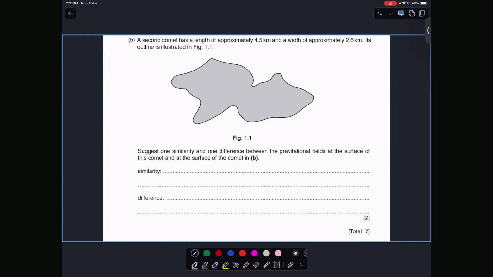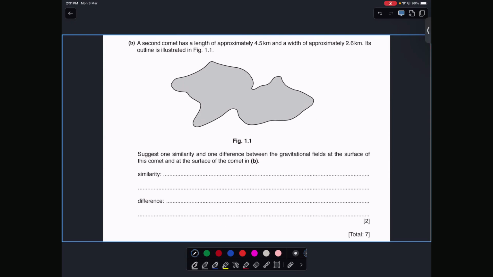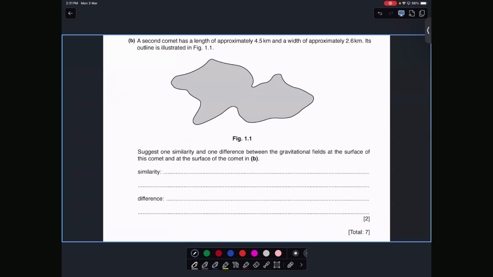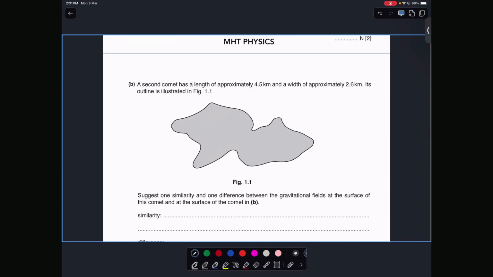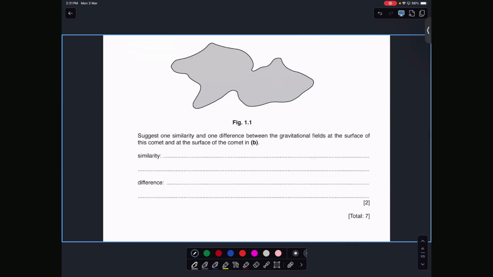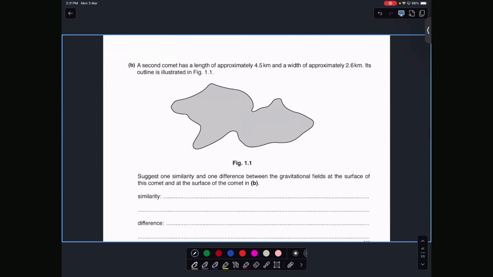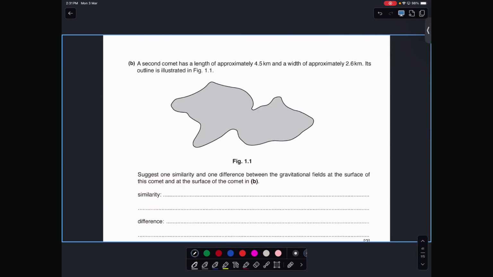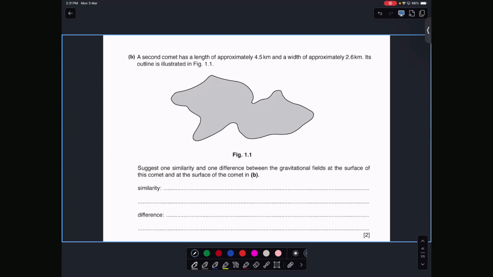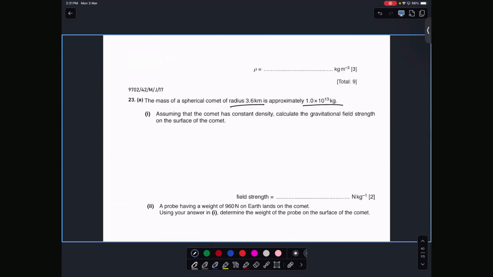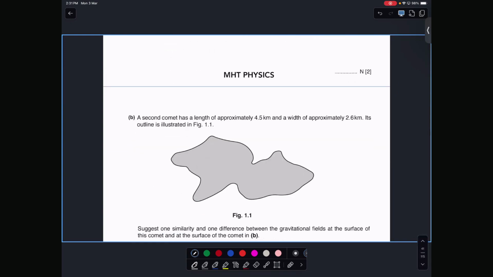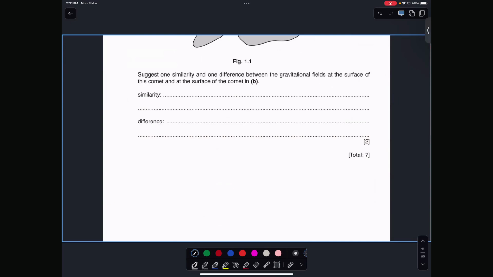A second comet of length approximately 4.5 kilometers with a 2 kilometer outline. Suggest one similarity and one difference between the gravitational field at the surface of this comet and the surface of comet B. The comet in B, sorry, first was 10 to the power 13 and the radius is 3.6. The mass of the spherical comet. It was a spherical comet, right? Order of magnitude same.